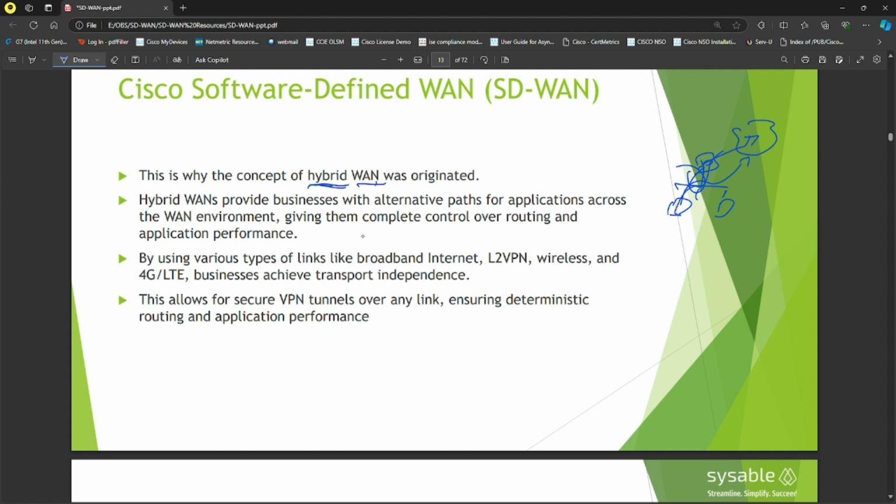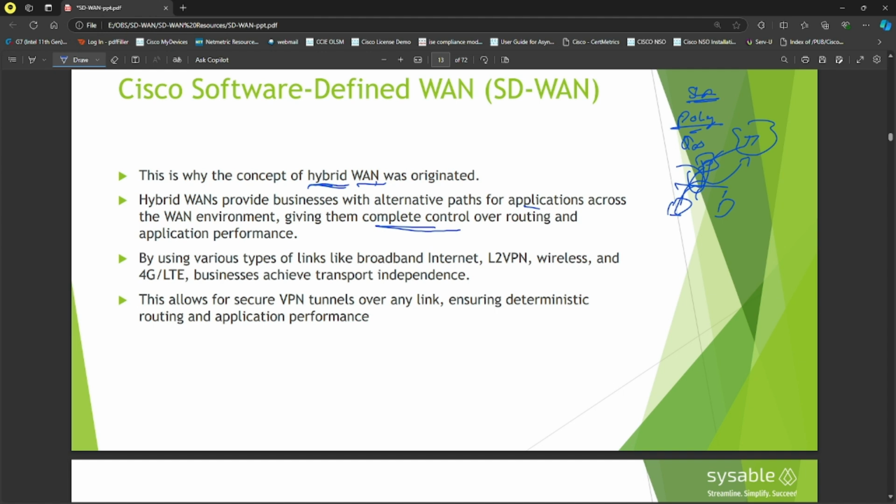Now, hybrid WAN provides businesses with alternative paths for applications across the WAN environment, giving complete control. So this will give you complete control over routing and application performance. You now have multiple paths, which means you are defining the quality of service, maybe a policy, maybe an SLA, which is a requirement, and depending upon that requirement, you are taking the action.